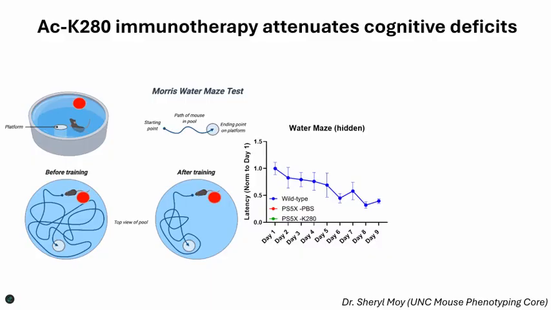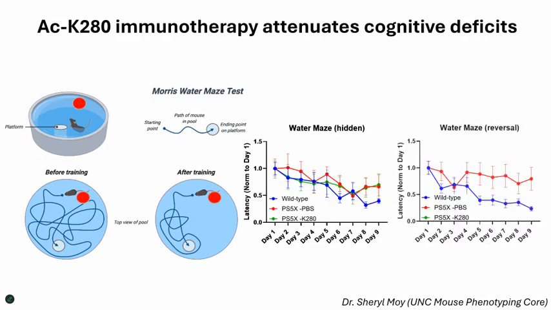baseline. And as you can see, these mice learn this task quite well over the course of 9 days. When we looked at our AD mice, either PBS injected or ACK280 injected, we found that all three conditions basically track together. So all three sets of mice seem to learn this task pretty much equally. What was interesting is that when we looked at the Morris water maze reversal, we saw a really robust phenotype.